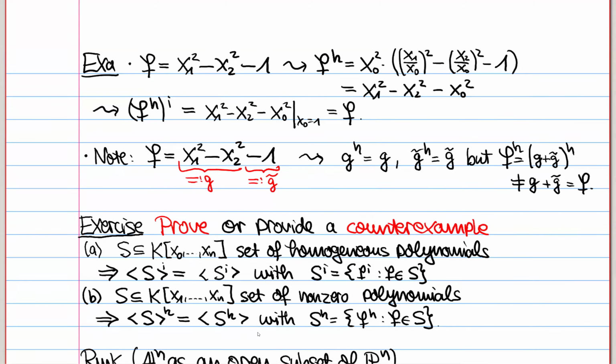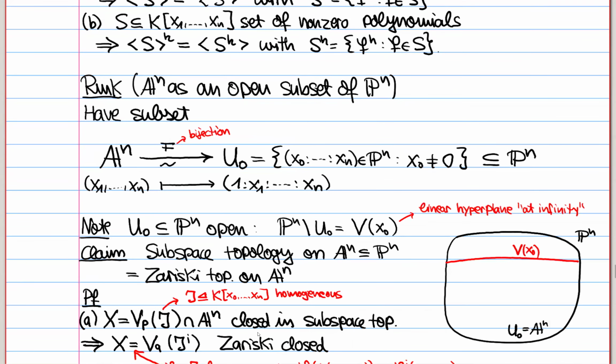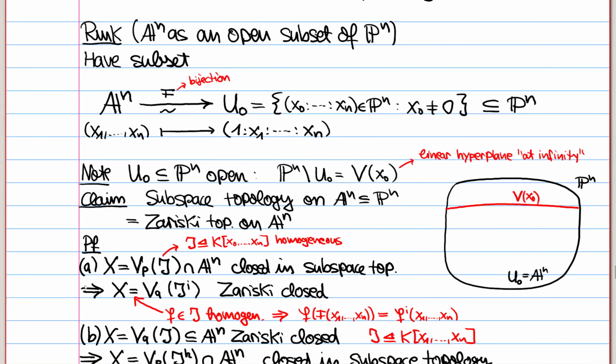Okay, so this was all pretty formal, and now we can return a bit to the geometric side, because as we said at the beginning, we have that An sits as a subset inside Pn, and this subset is this U0, the locus where the zeroth coordinate is non-zero. And we saw this map is just given by setting the coordinate to be 1 under this map.